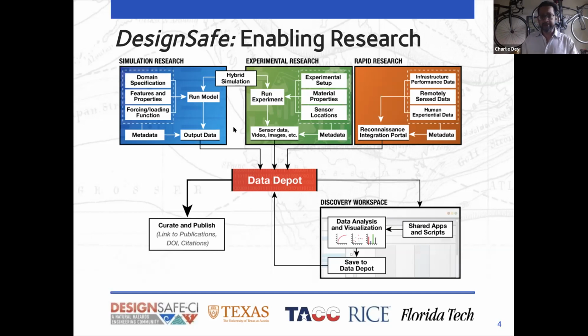We have your simulation research, your experimental facilities, and then what we call the rapid research as well. From reconnaissance data to sensors and image collection, to models being run and data being created, all that can feed into the DataDepot. Once it's in the DataDepot, we have tools to help you curate and then publish. So essentially, you're not just publishing research papers now; you're also publishing your data sets.